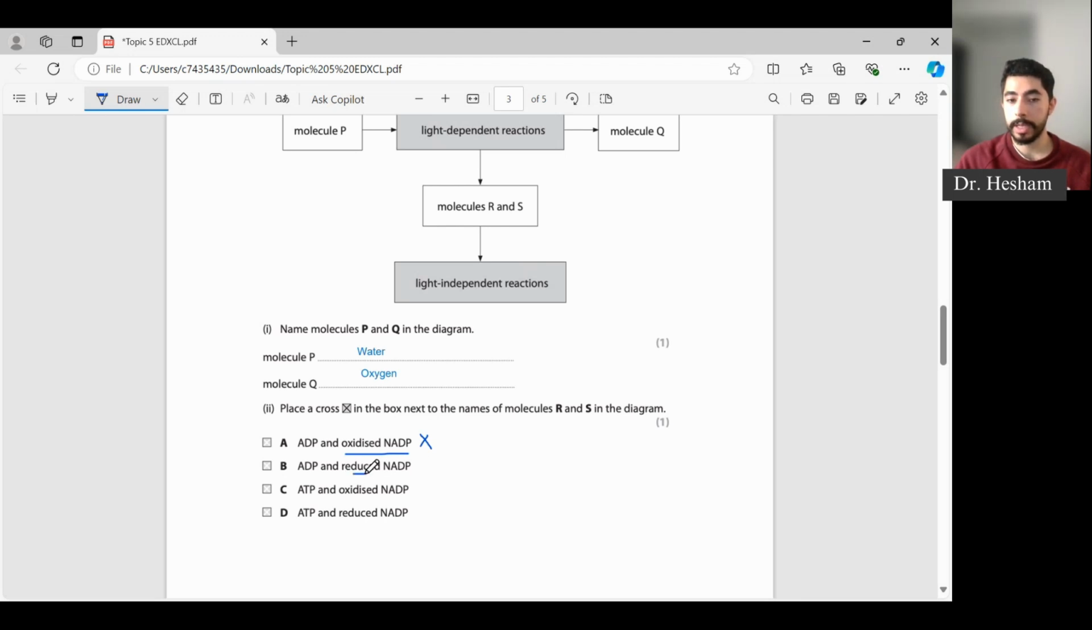Okay, we know what reduced NADP is. It's one of the products, but ADP would not be one of these products. It has to be ATP, the one with the energy. Right, so the next one is ATP and oxidized NADP. Again, oxidized NADP is nothing. There's no such thing in biology. ATP and reduced NADP. So the answer is D, ATP and reduced NADP. These are the two products of the light-dependent reaction that carry on to the light-independent reaction.